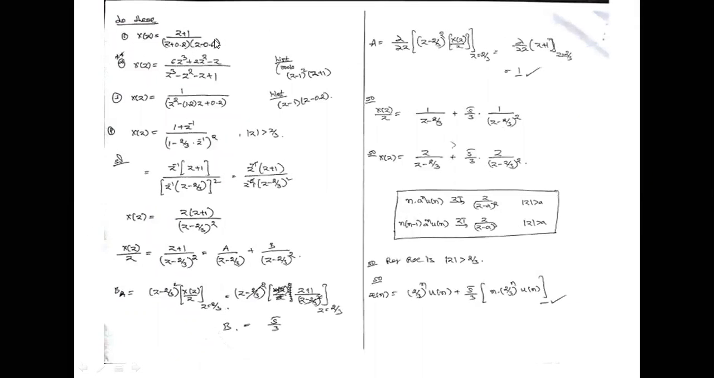See, there are different examples of the same type here. We do this as X of z is equal to z plus 1 by z plus 2 into z minus 0.6. Write it as A by z plus 0.2 and B by z minus 0.6, and simplify the A and B values and find the inverse z transformation. And for this case also, the same thing: 6z cube plus 2z square minus z by z cube minus z square minus z plus 1.